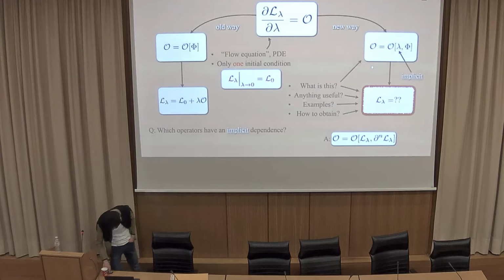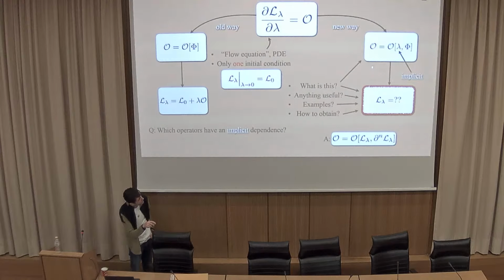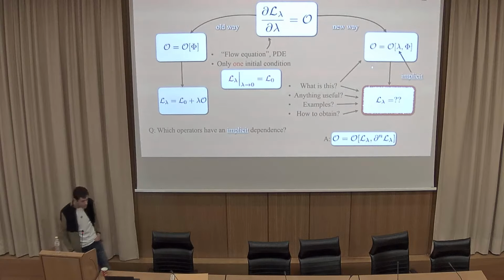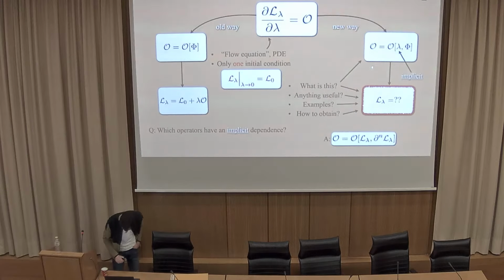You can see this implicit dependence on the deformed theory that I'm trying to find in the first place. So how do you solve an equation like that? And then, more importantly, what is this deformed theory and why should we care about it? Hopefully, you'll be convinced by the end.